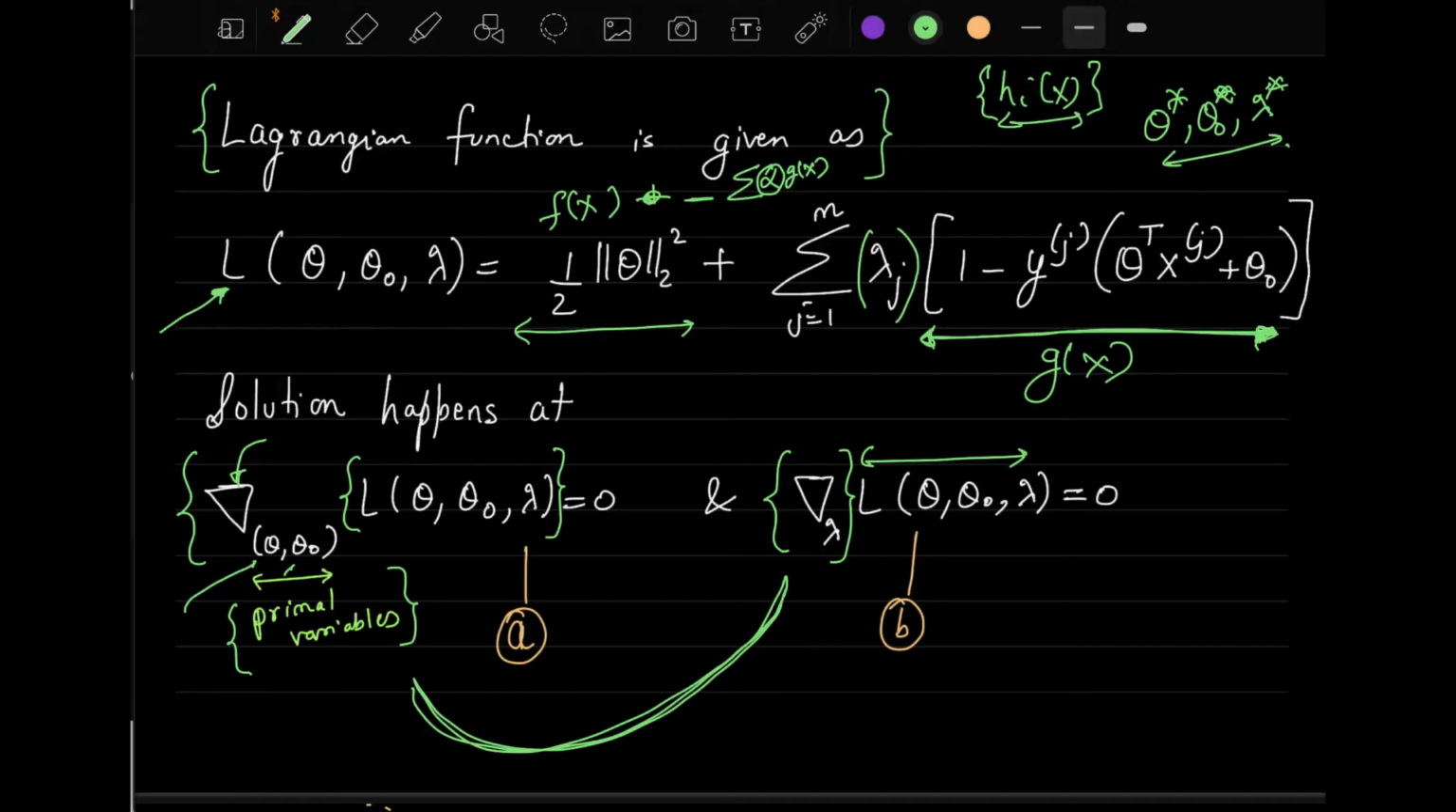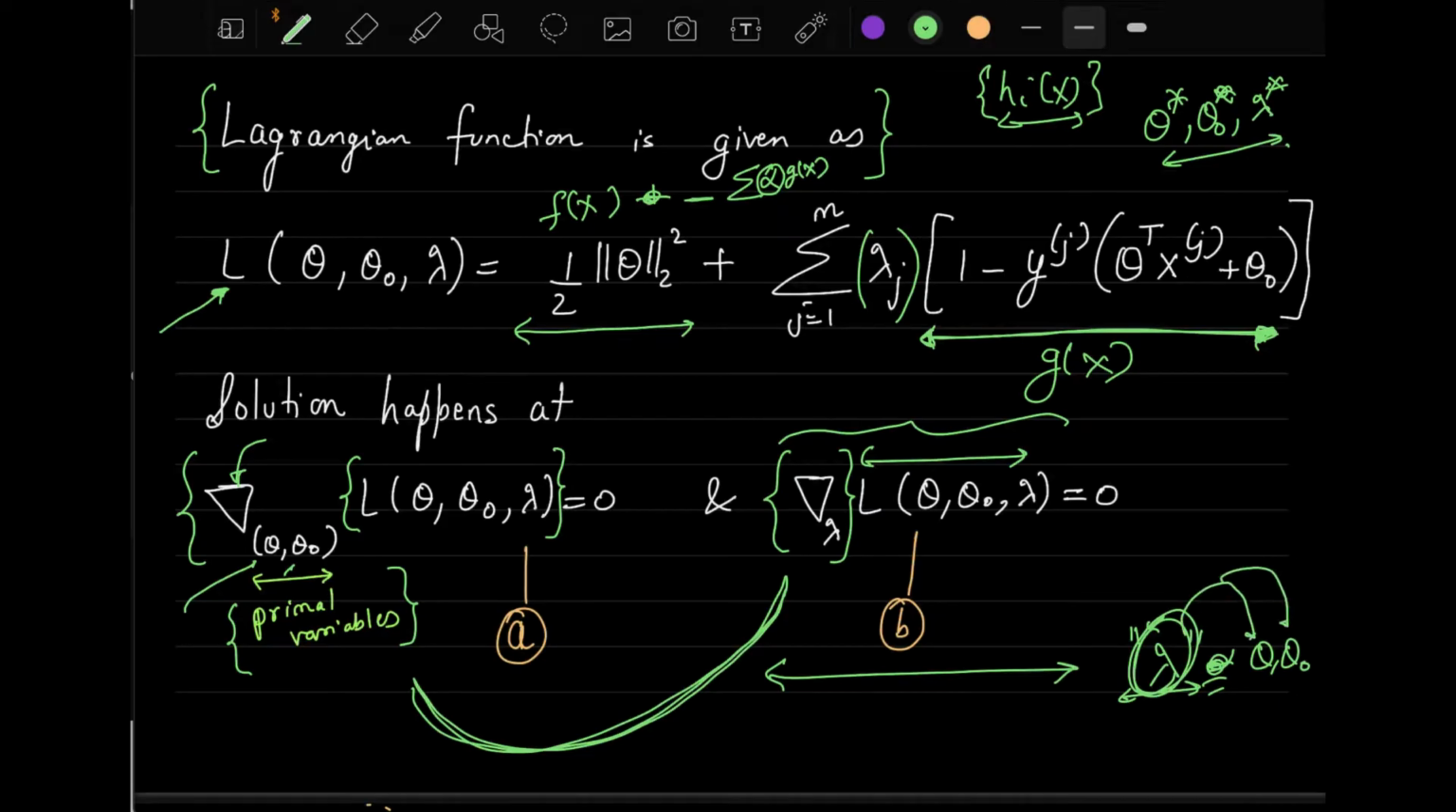So how will you solve them? Once you solve for this particular equation, you will get some value of lambda in terms of theta and theta 0, and then you can substitute this value of lambda here and solve for theta and theta 0. So this is the way that you will solve the Lagrangian function given over here, and it will give you the optimal values of theta, theta 0 and lambda star.